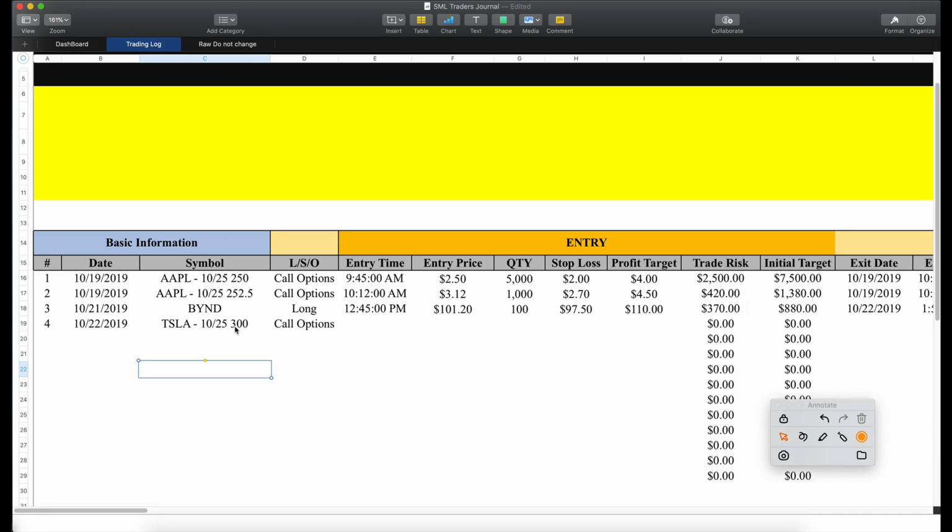If you don't want to do it, it's fine, but I would still put the expiration date and the strike price, so you have an idea of what you're trading. Are you trading weeklies or whatever the case is? Now, if I'm doing options, I can put options right here.